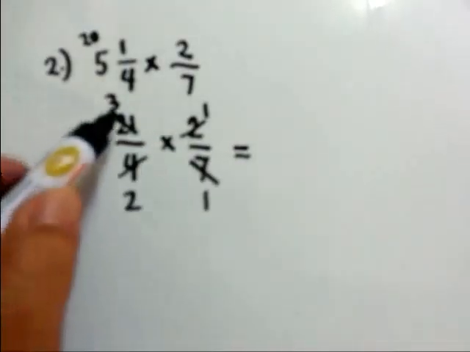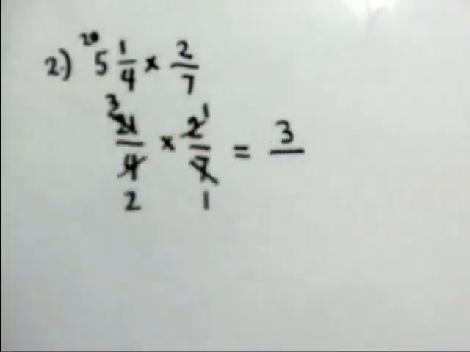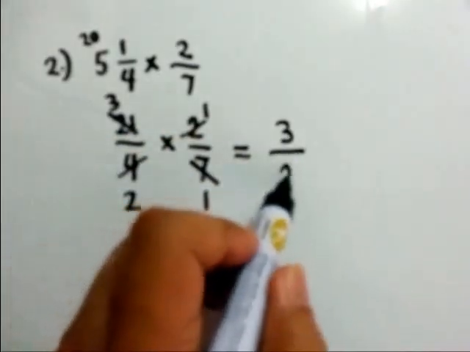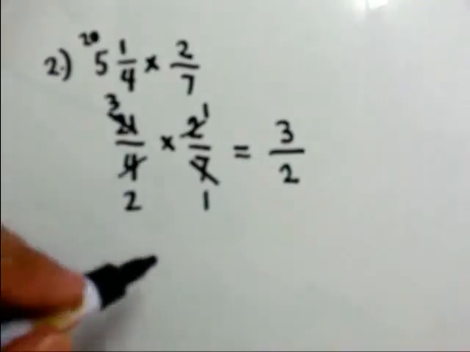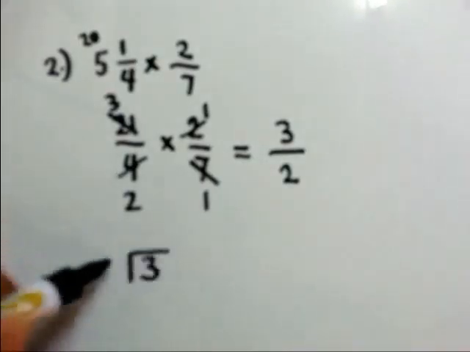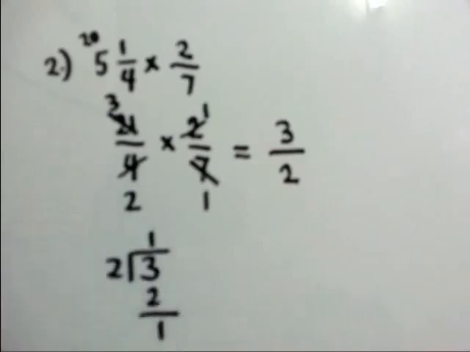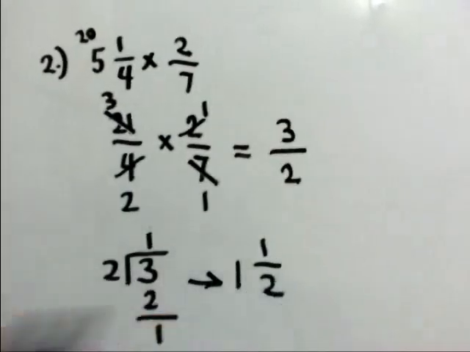We multiply. 3 times 1 equals 3. 2 times 1 equals 2. And so we have 3 over 2. This is an improper fraction, so we convert to mixed number. 3 divided by 2 equals 1 remainder 1. So our final answer is 1 and 1/2.